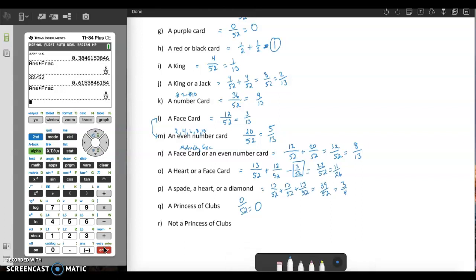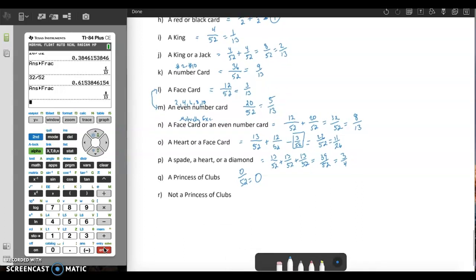How many ways are there to draw out not a princess of clubs? Anything except a princess of clubs. Well, I could apply my complement rule and say the probability of not doing something is the same as 1 minus the probability of doing it. So I could do 1 minus 0 and just get 1 for that. So there's a 100% chance I'm going to draw out something that's not a princess of clubs.